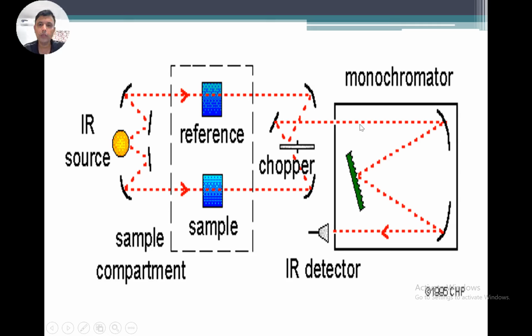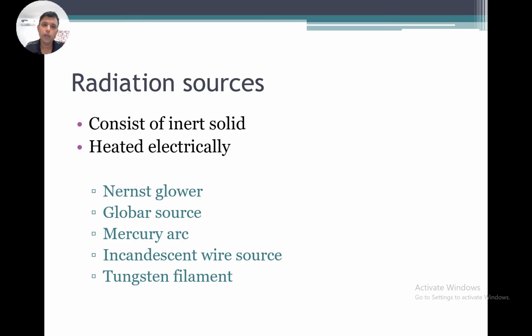Then the radiation will pass through a monochromator. The monochromator will disperse the radiation into individual wavelengths. After that, it will hit the IR detector, so the intensity of radiation can be identified. From that, we can construct a graph of absorbance versus wave number, or percentage transmittance versus wave number. That IR spectrum can be constructed with the help of these signals. We can see these components in detail.